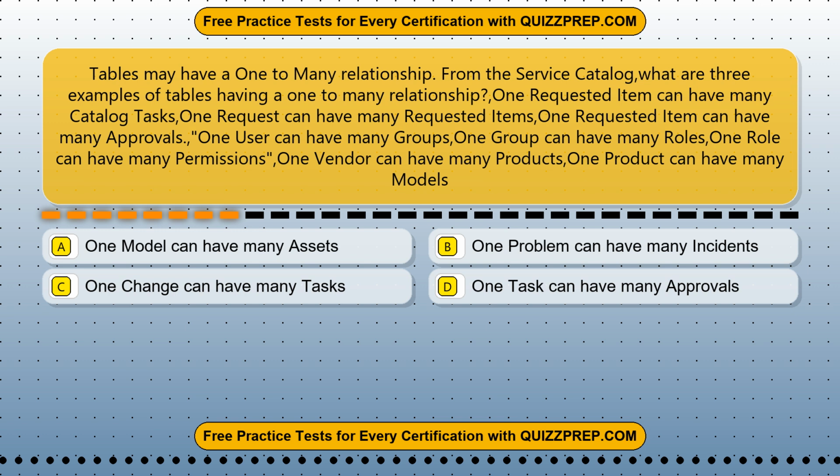Option A. One model can have many assets. Option B. One problem can have many incidents. Option C. One change can have many tasks. Option D. One task can have many approvals.